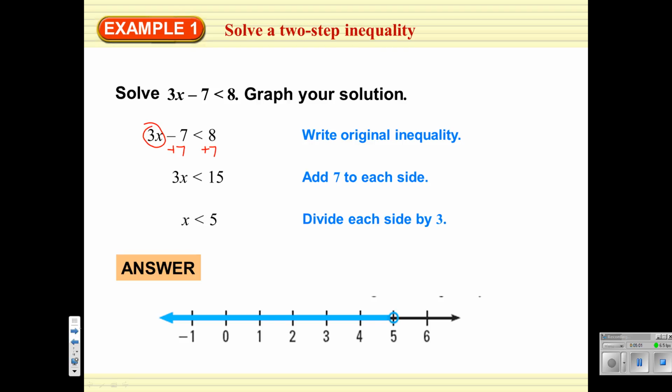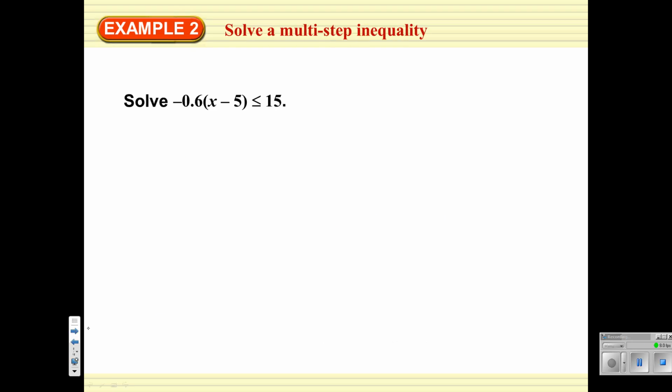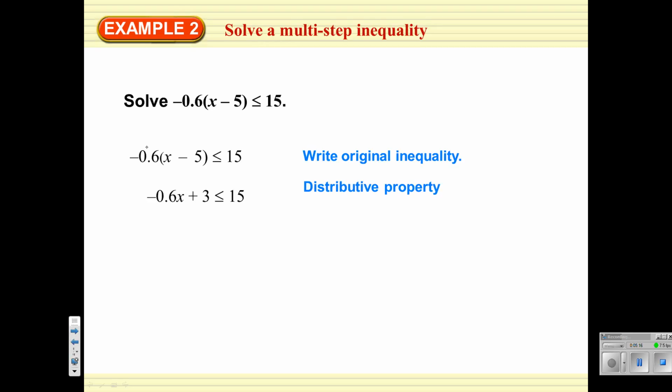Divide both sides by 3, and we get x is less than 5. No flipping of symbols because there's no multiplication or division by a negative. Okay, that's one multi-step. Next multi-step, just like before, we distribute the negative 0.6, so we do negative 0.6 times x, which is negative 0.6x, and then negative 0.6 times negative 5, calculators for that if you need, but a negative times a negative is a positive.